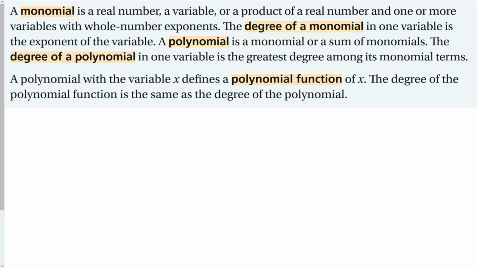So first thing we're going to talk about is something called a monomial. Right? Mono meaning one. So it is a real number, a variable, or a product of a real number and one or more variables with whole number exponents. So this is a monomial because it's a real number and a product of a real number and a variable. That is a monomial. This is a monomial because we're still a product, 2 over 3 times x squared.